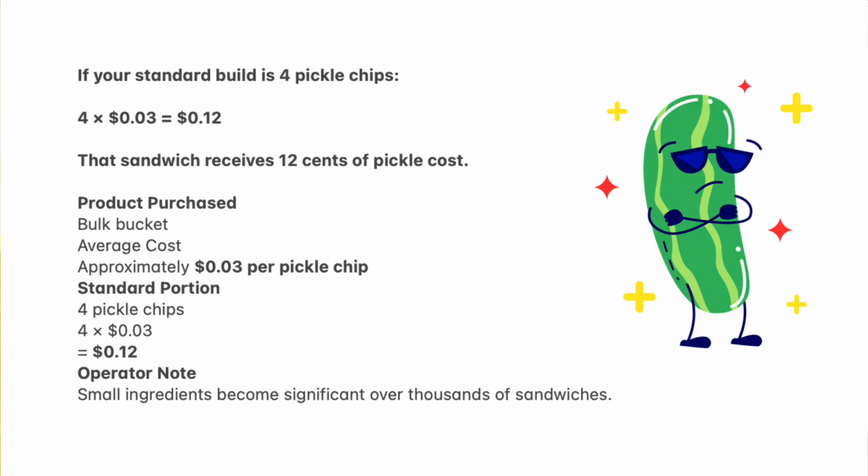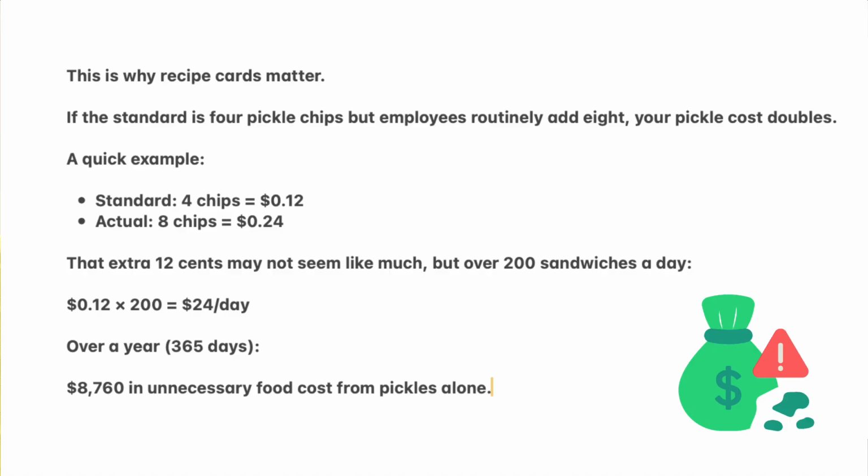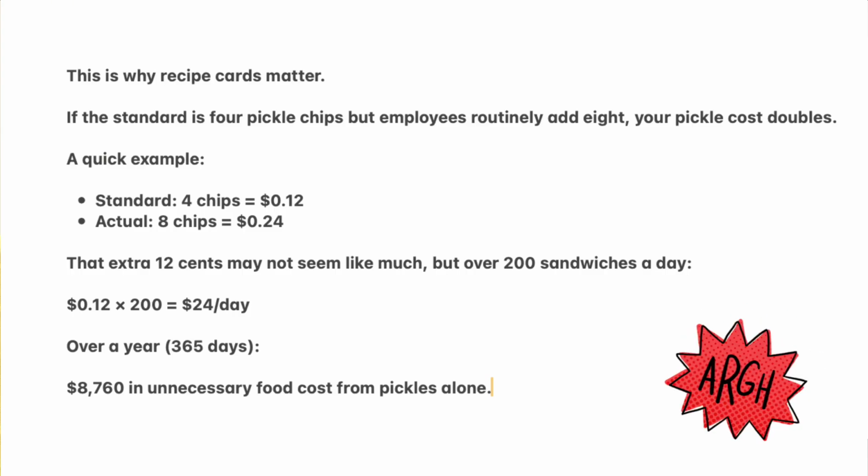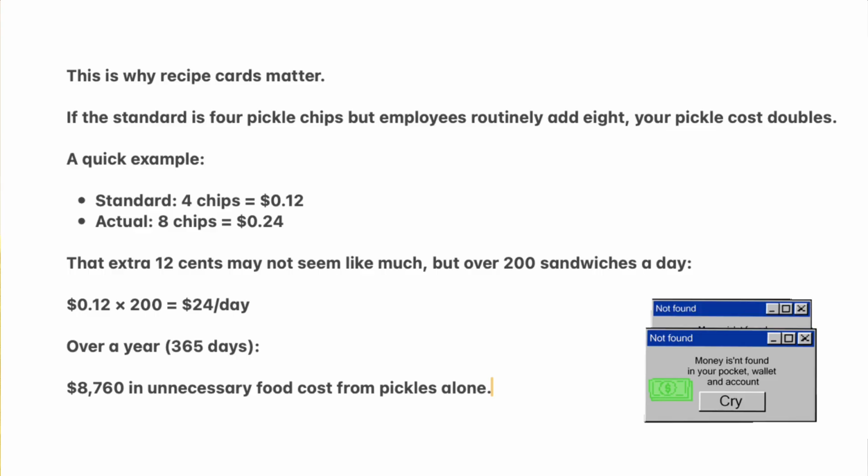So a quick example of how you can bleed out cash real quick is just look at this. You've got 12 cents cost on those dill pickle chips, right? So if you just double that because one of your staff members wants to be nice, check it out. Suddenly you've got an extra 12 cents added to that sandwich, which is an extra $24 a day if you're selling about 200 sandwiches a day, and let's hope that you do. So over a year, that math is 8,760 extra dollars that went out the door that you didn't account for. That's massive. That's massive loss just from doubling the pickle portion, right?